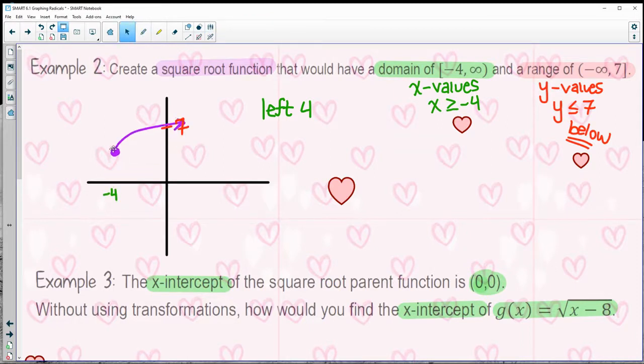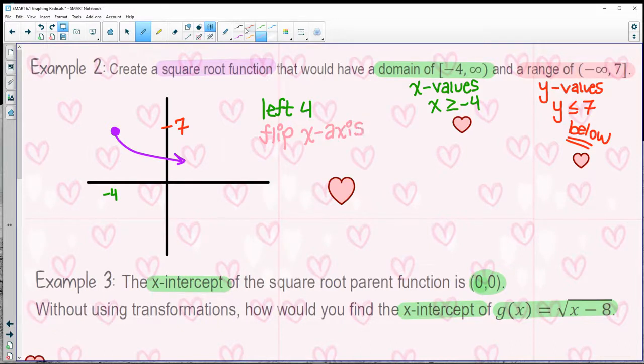If I try to just shift the graph up 7, well, that's not 7 and below, that's 7 and above. So what would happen if I went ahead and flipped this graph instead? So now I still have -4 to infinity, and now I have everything below 7. So I'm going to have to write all those down. I did a flip on the x-axis, so I flipped everything upside down. And then I also shifted it up 7.